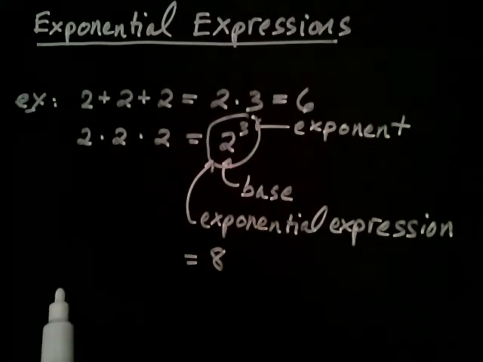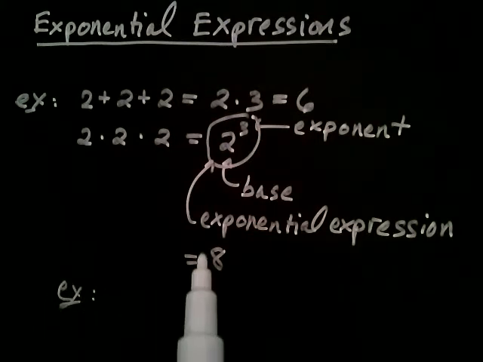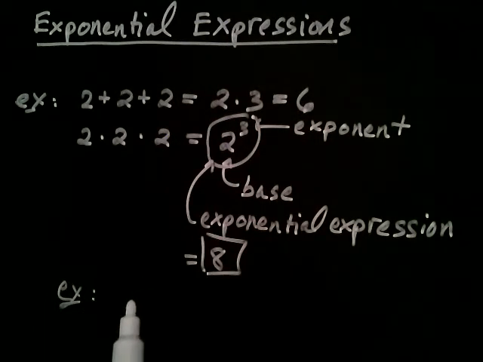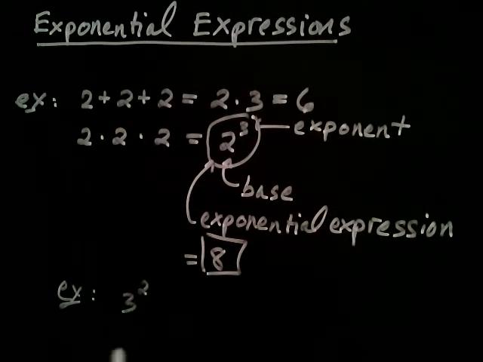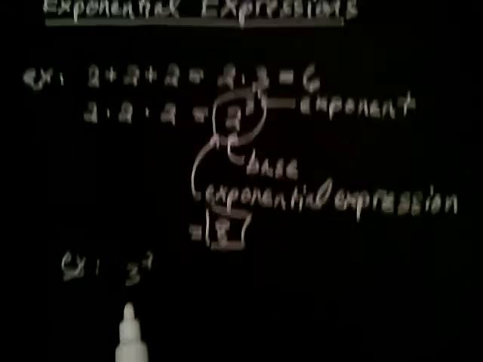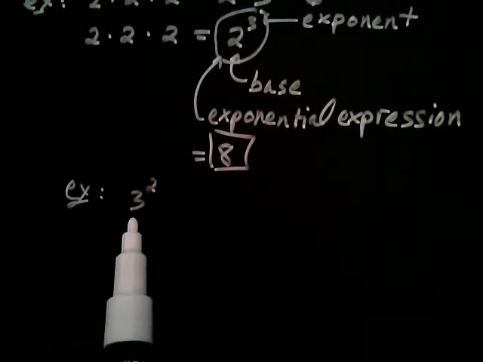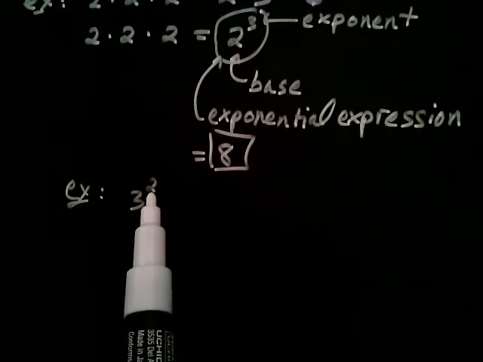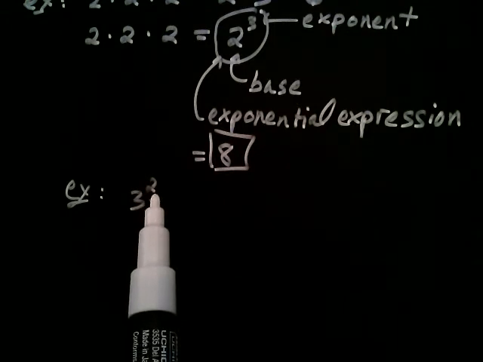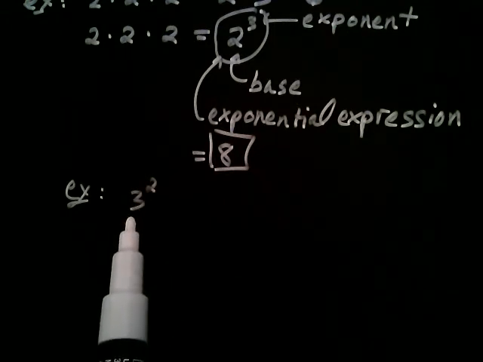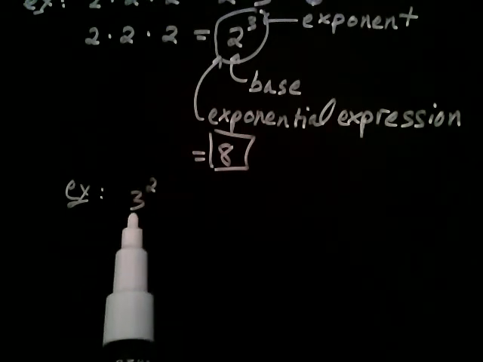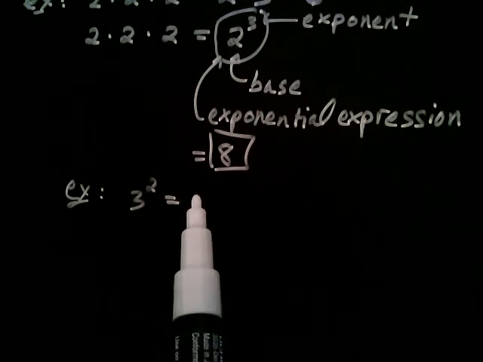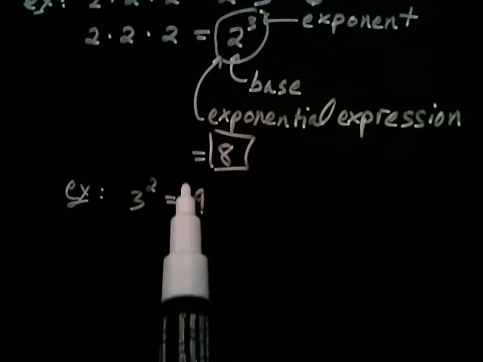So if we take another one and we say, okay, what is 3 raised to the second? And that's how we articulate this, by the way. We say the base raised to what we call the exponent or the power. So I would say this as 3 raised to the second power. Well, this means 3 times 3, and I know that's equal to 9.